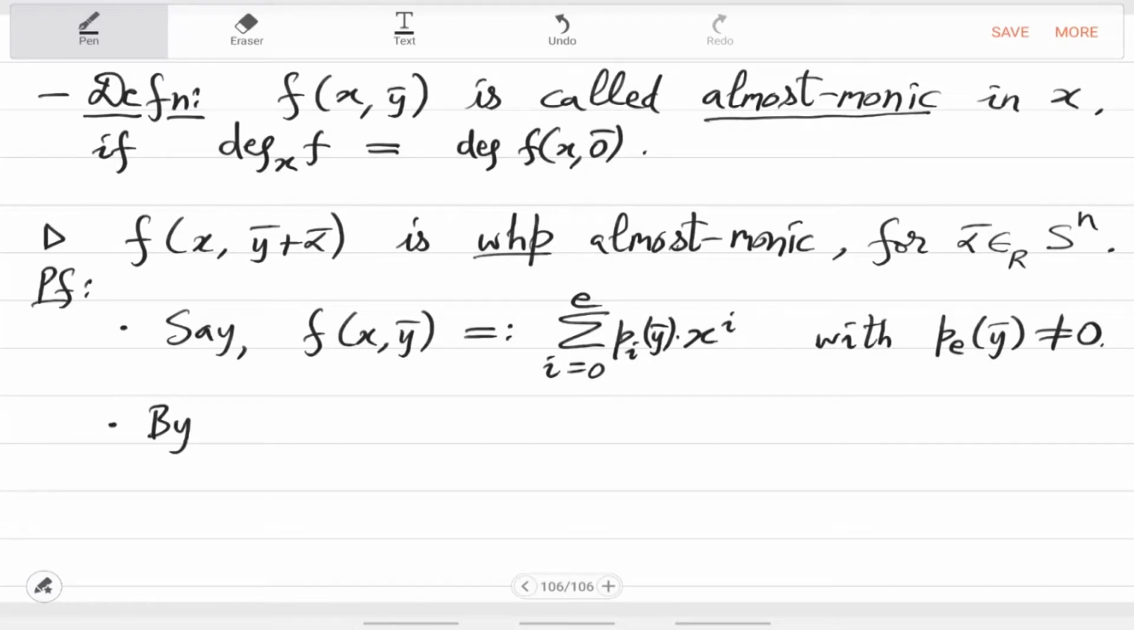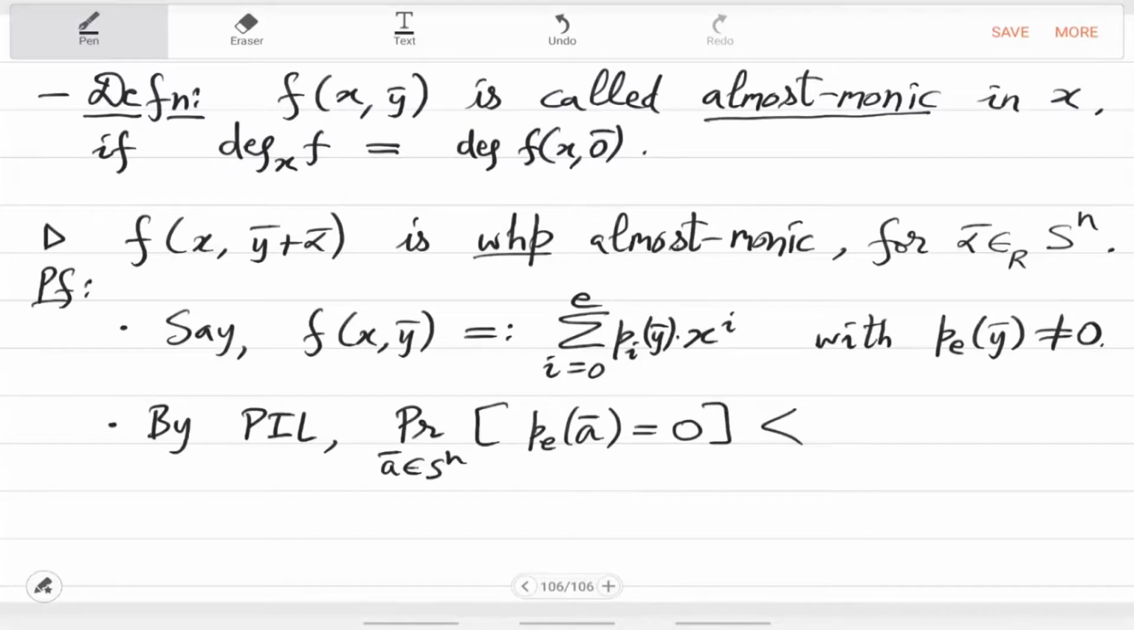So by this polynomial identity lemma, the probability over choices a bar in S to the n of p_e(a bar) equal to 0 is less than or equal to d over S. So we'll take S to be big enough and then sample from there. p(y bar) shifted by a bar has a constant term, and so f is almost monic.